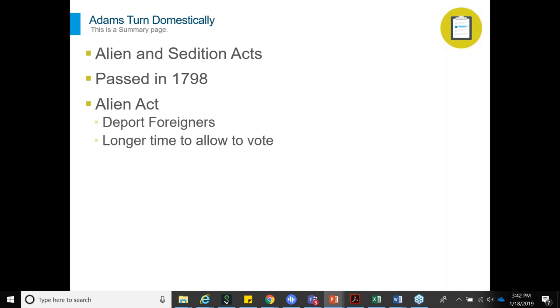Now, many Democratic Republican newspapers began criticizing these types of acts, thinking, you know what, this is not just about the French. This is not just about this quasi war. You're actually now attacking political opponents. Because many immigrants are supporters of the Democratic Republicans, you're attacking your political opposition, rather than an enemy that is actually trying to do that.